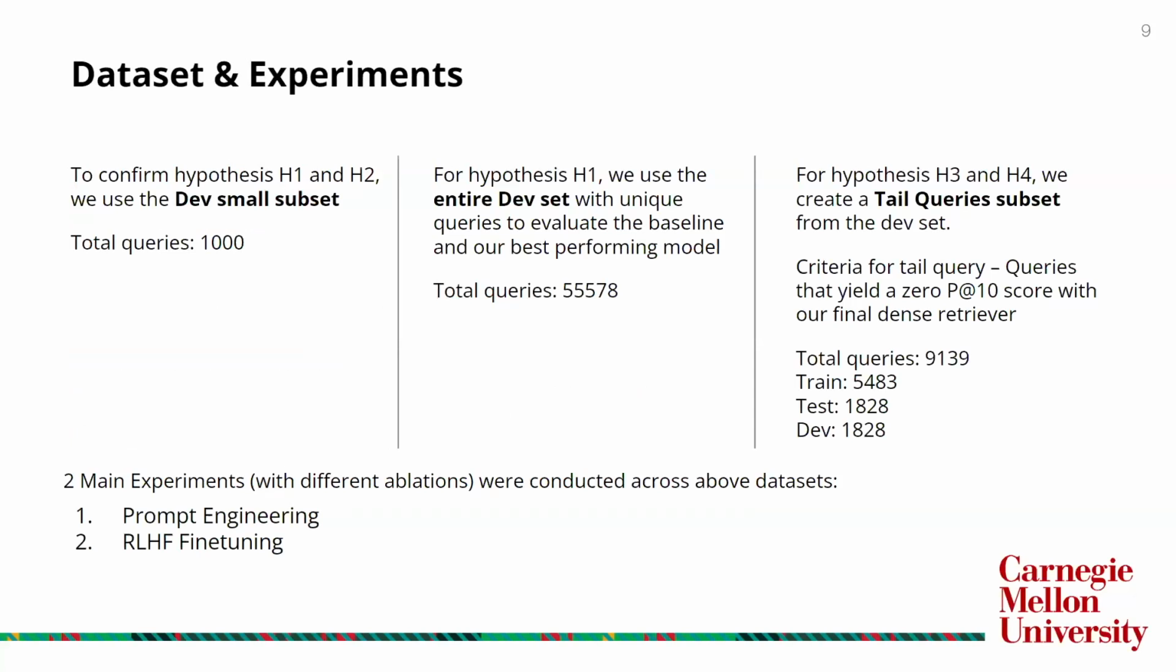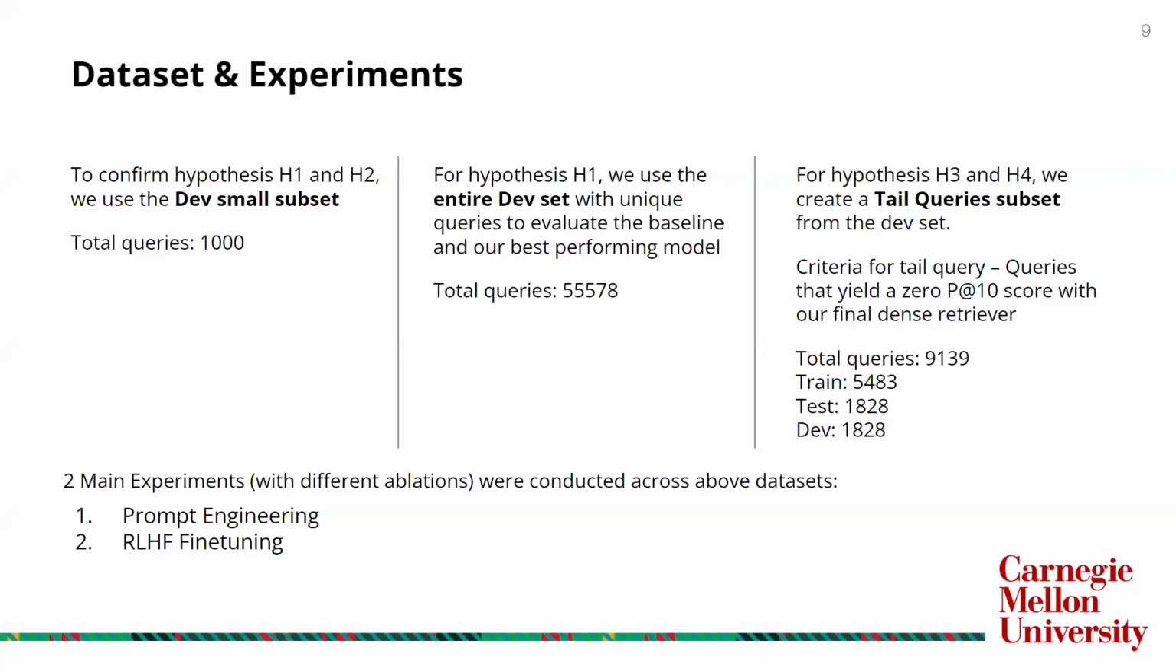So for our first set of experiments, we use the dev small subset, which is provided by MS Marco. And we do this to confirm our first 2 hypotheses, which is that RAG works for query rewriting and that LLMs themselves have enough knowledge to do query rewriting. For our second set of experiments, we perform it on a much larger query set. We do this to confirm our hypothesis 1, that RAG works and that our pipeline is working. So for this, we use the entire dev set and we make sure that all the queries are unique in this case.